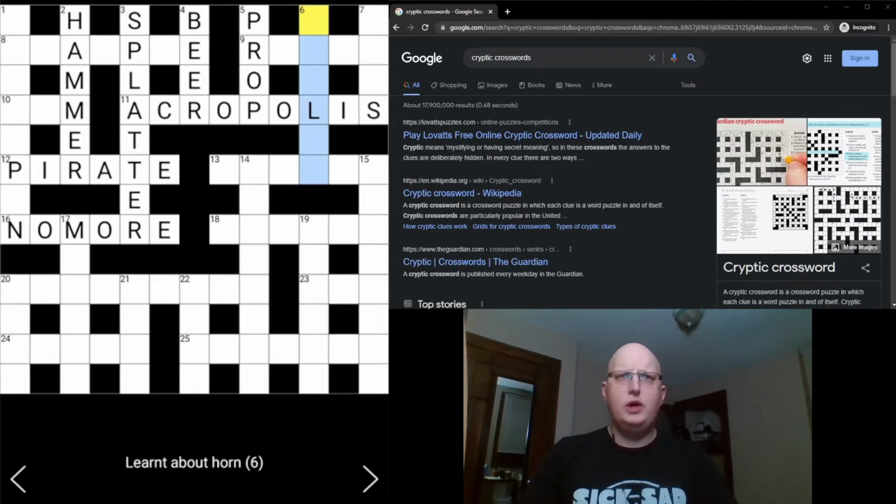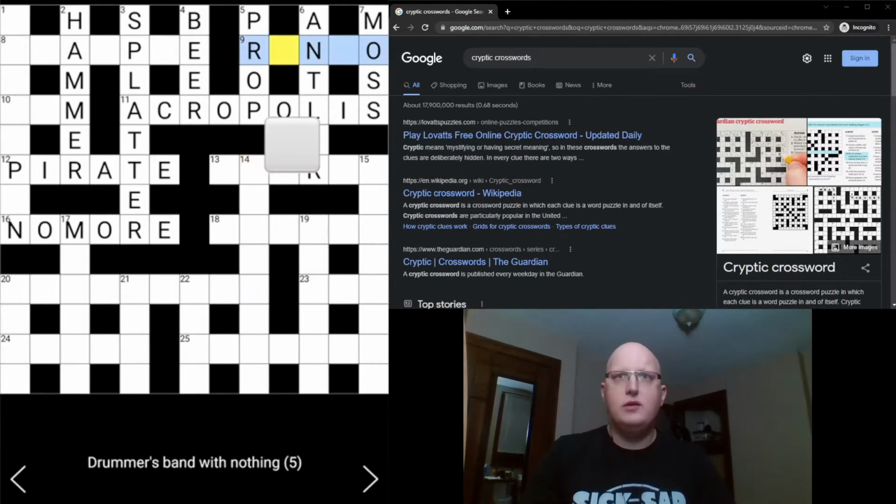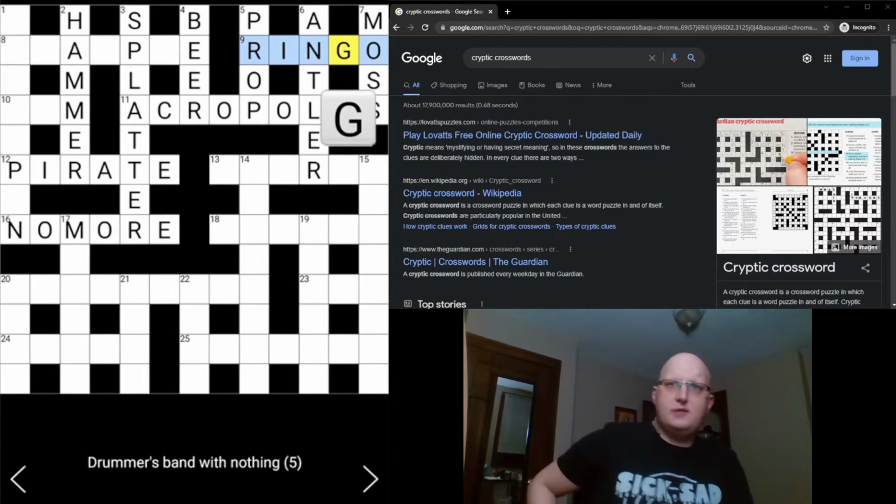Learnt about horn. Learnt is 6 letters, and when you move them about, you get antler, which is a horn of sorts. Not what you'd expect to see on Rolling Stones. Well, Rolling Stones gather no moss, so you would not expect to see moss on a Rolling Stone. So that question mark indicates that it's some sort of expression. Ah, I see. So a band is a ring. A ring with nothing is ring-o, and ringo is, of course, a drummer.